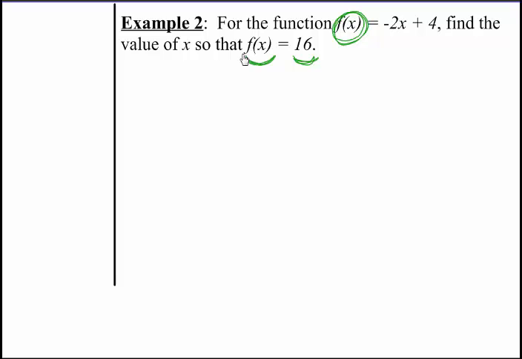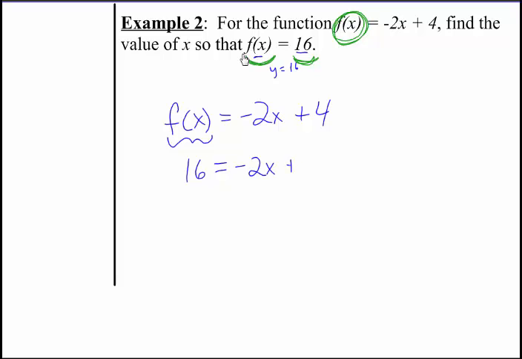So let's look. f of x equals negative 2x plus 4. Remember, the entire f of x is equal to 16. So we're going to replace the entire thing with the 16. Remember, it's the same thing as saying y. f of x is the same as y. f of x equal to 16 is the same as saying y is equal to 16. We replace the entire f of x with 16, and that equals negative 2x plus 4. Then we solve that equation for x.